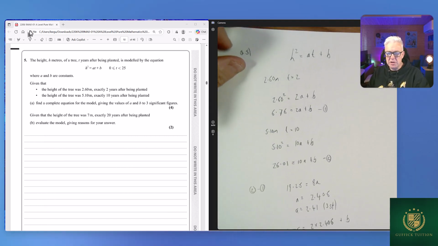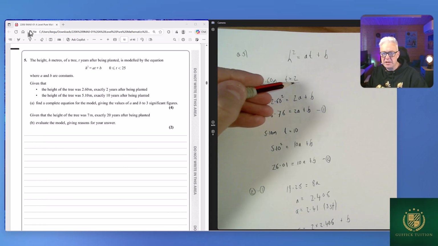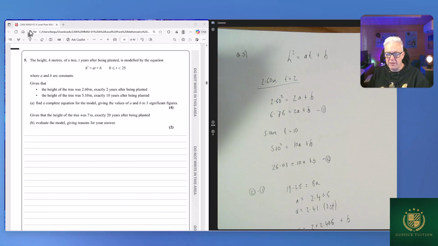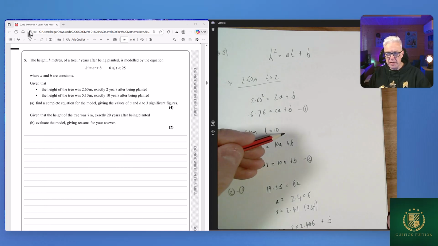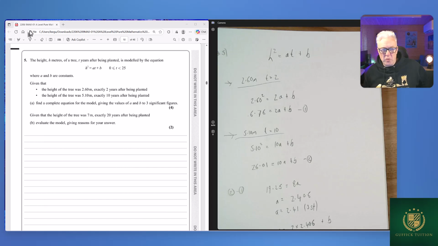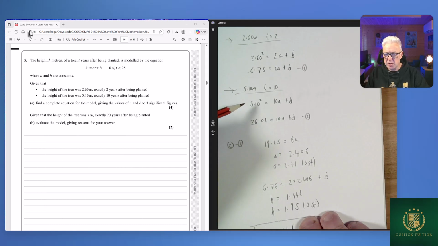So the thing we need to do is to sub in the 2 pieces of information in order to generate a pair of simultaneous equations. Firstly, we're told that the tree is at a height of 2.6 meters when t is 2. So we sub that in, the height squared is equal to 2 times a plus b. That gives us our first equation. Then we sub in the second piece of information, which is that the tree has a height of 5.10 meters, 10 years later, to get a second equation.